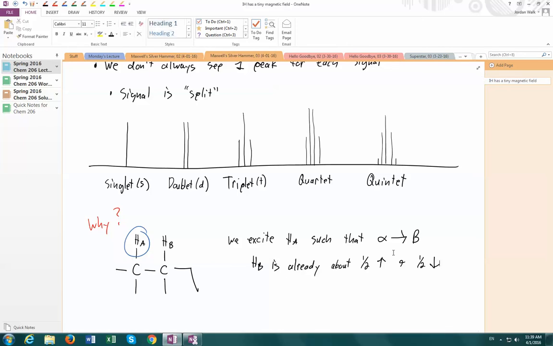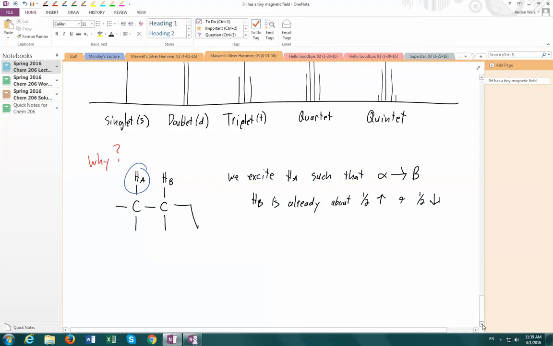And so what that means is that when we pulse HA, there's actually two possibilities. For a given molecule, when we pulse HA, HB could be spin up or it could be spin down. Are those ultimately two different environments? Are those non-identical structures? Sure, they are, right? We have an HB with one quantum number versus another quantum number. And so ultimately, when we pulse our alpha to beta, we see that there are two possibilities for HB.